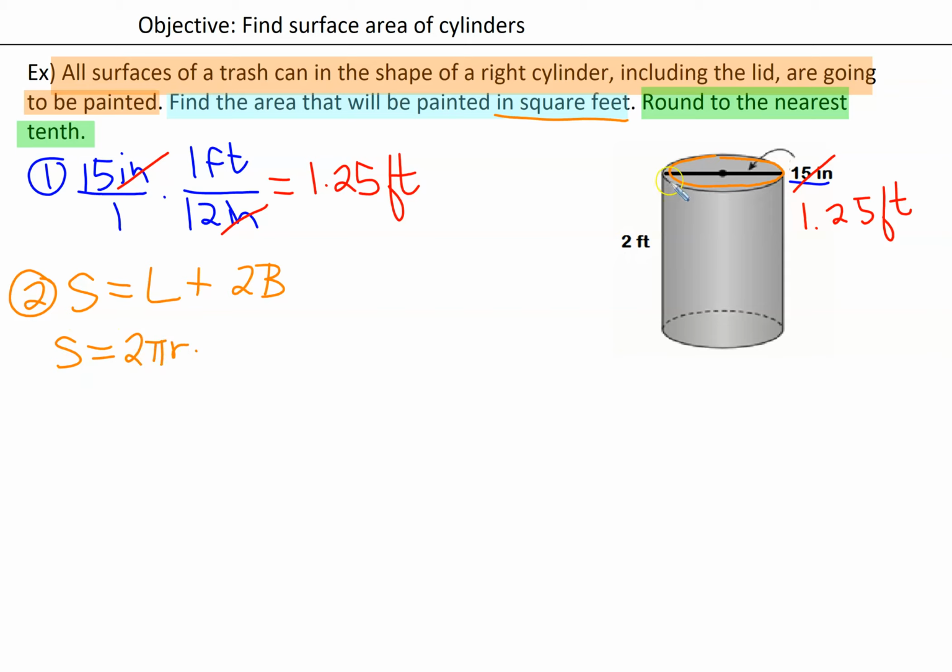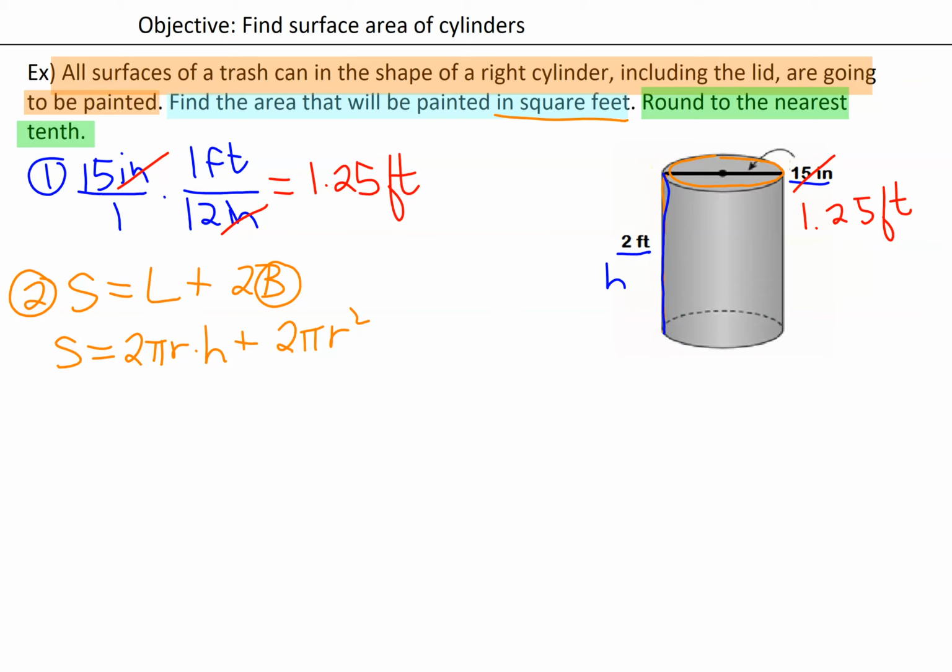And then the other measurement is the height of the cylinder, of the rectangle, plus 2 times base area, which again is the circle. So area of a circle is pi r squared. So the 2 measurements that we need for this are radius and height. So our 2 feet is our height because it goes from base to base, circle to circle. So that's our h measurement.